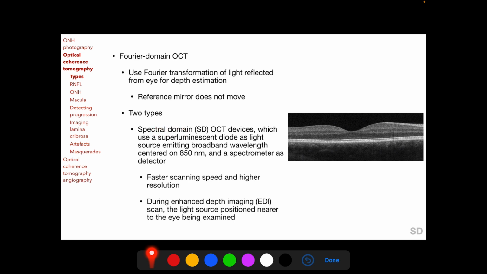Spectral domain OCT devices use a superluminescent diode as a light source which emits a broadband wavelength centered on 850 nanometers and a spectrometer as detector of the reflected light. As we have mentioned, SD-OCT allows faster scanning speed and higher resolution, and SD-OCT devices can have an EDI mode or enhanced depth imaging mode in which the light source is positioned nearer to the eye being examined. So in this photograph we see an image of the macula from an SD-OCT device.